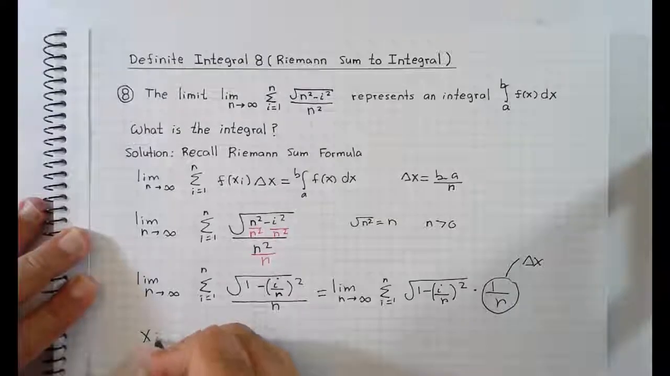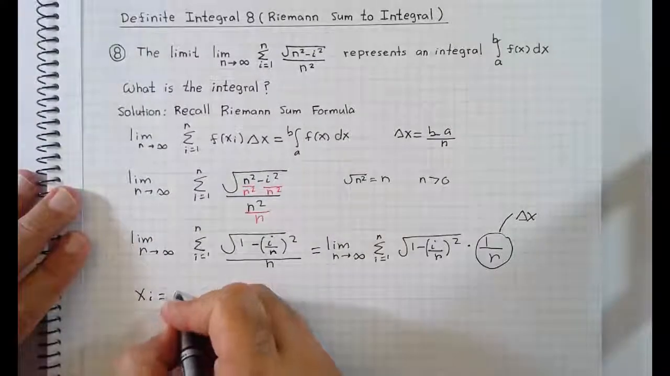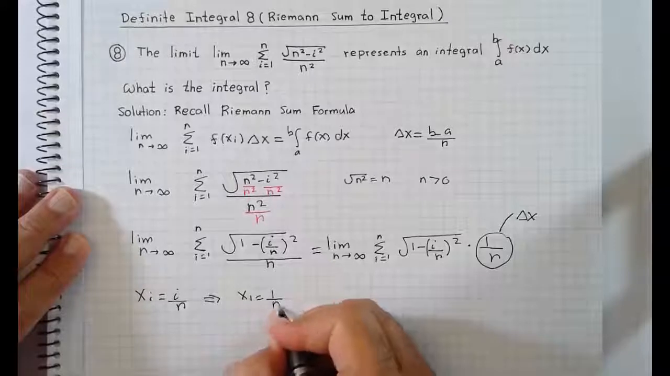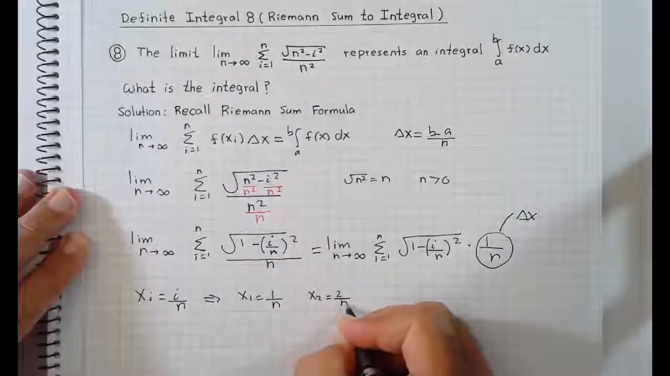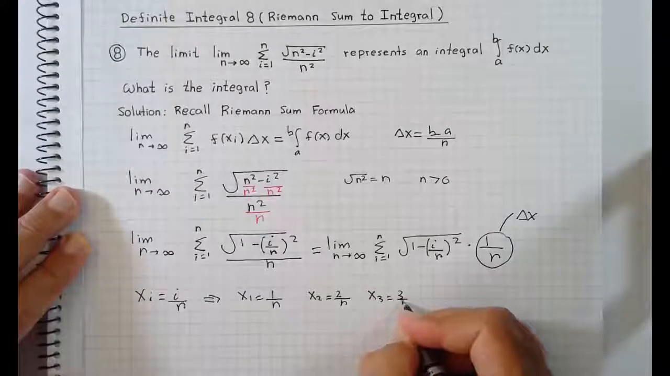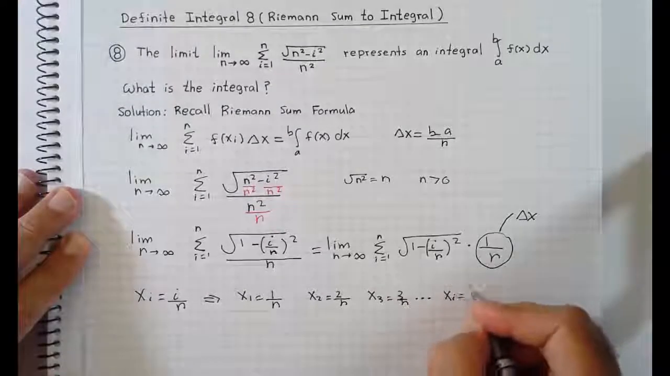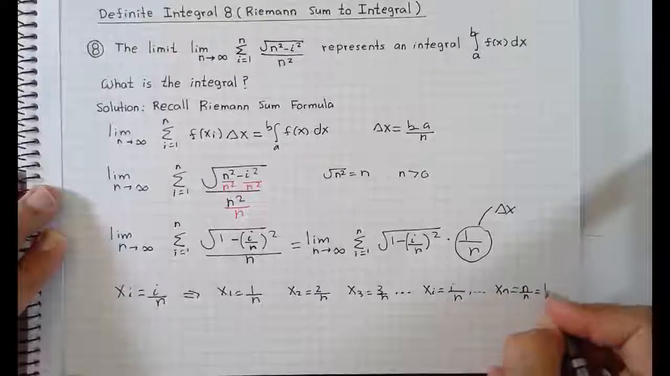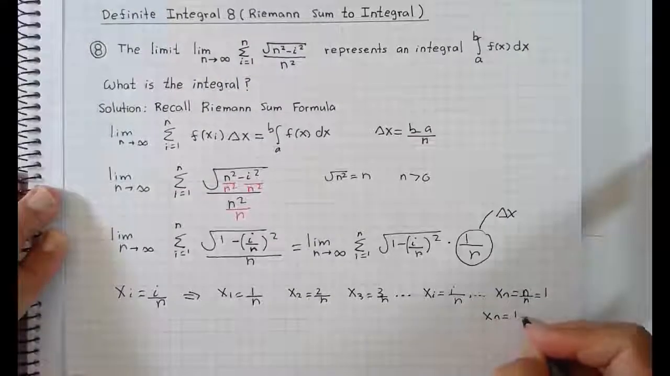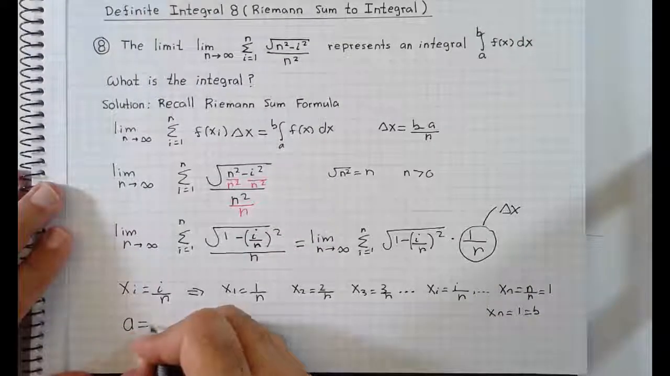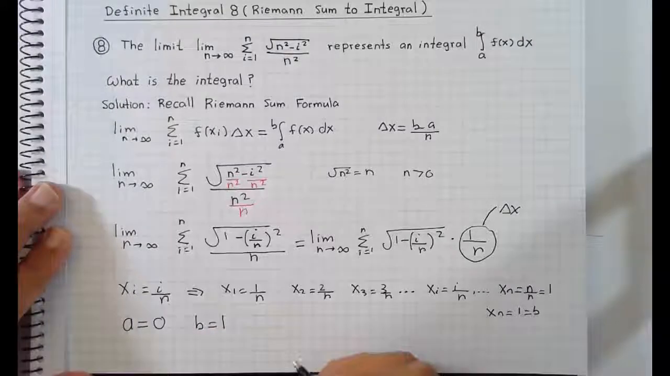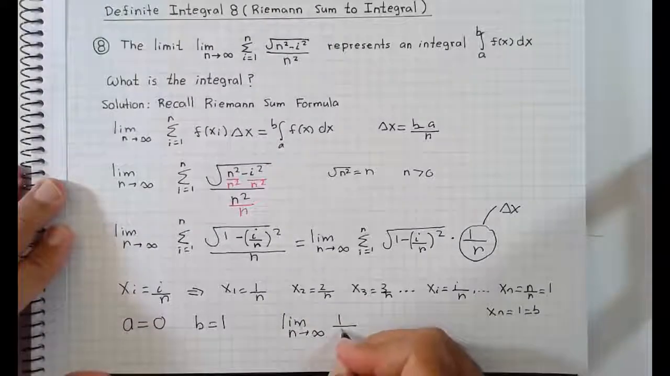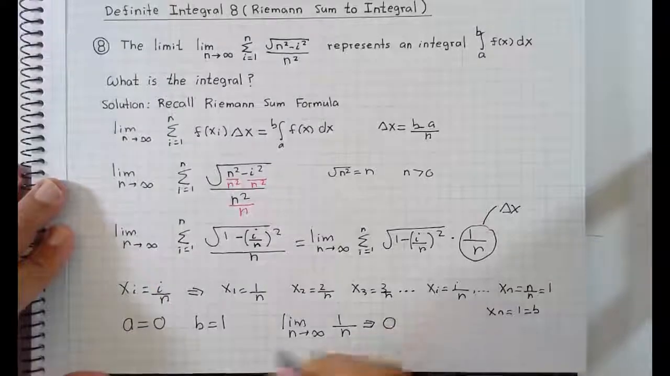So xi is equal to i over n, and x1, plugging i equals 1 here, you get 1 over n, x2 is 2 over n, x3 is 3 over n, xi is i over n, and xn is n over n, which is equal to 1. So xn is equal to 1, that's equal to b. So a is 0, b is 1, and to find a, all we have to do is take the limit as n goes to infinity of x1, 1 over n. And as n goes to infinity, this limit approaches 0. That's why a is equal to 0.